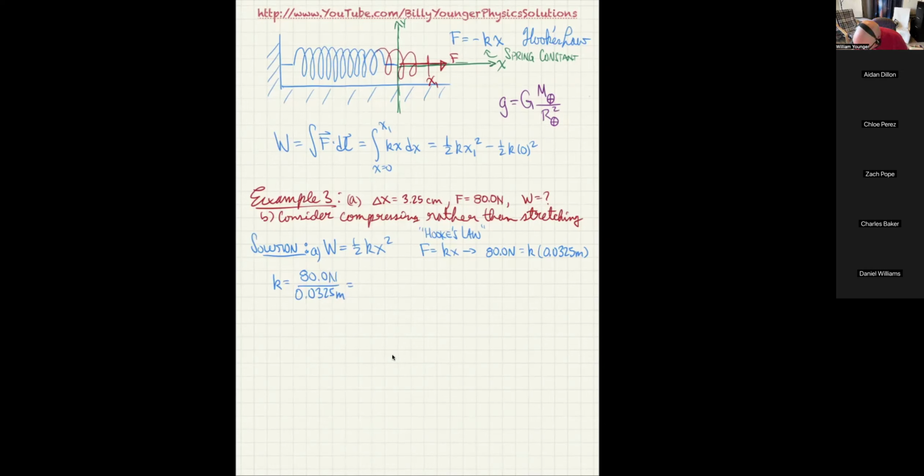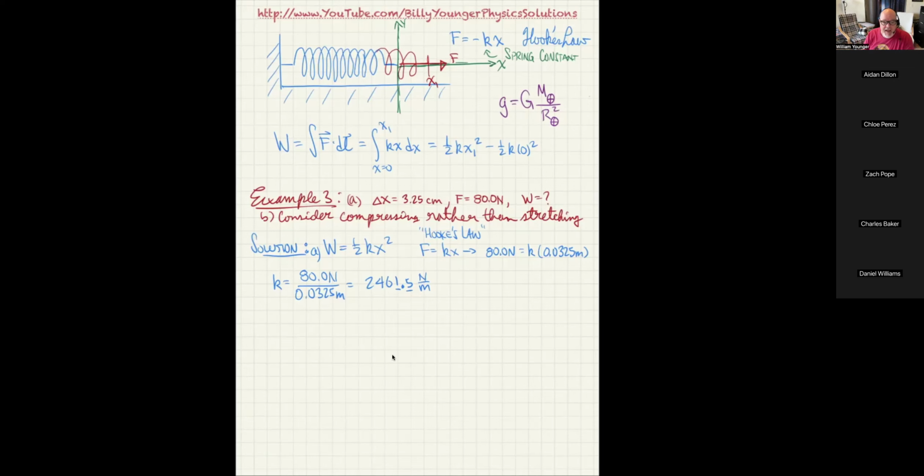So I'm going to take 80 divided by 0.0325, which gives me 2,461.5. That way I have extra sig figs, and that's newtons per meter. So only the 2, 4, and the 6 are significant figures. But like I said, it's always best to carry a couple extra figures until you get to the very end.